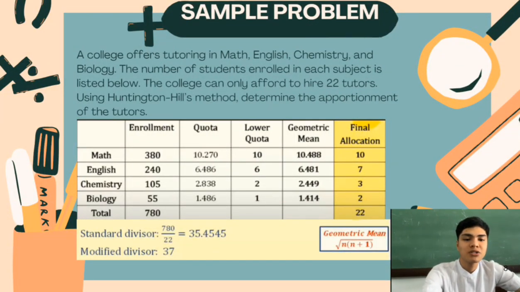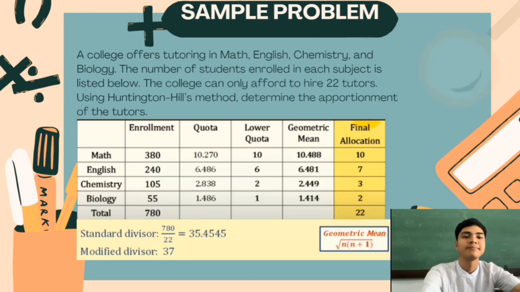A college offers tutoring in math, English, chemistry, and biology. The number of students enrolled in each subject is listed below. The college can only afford to hire 22 tutors. Using the Huntington-Hill method, determine the apportionment of the tutors. For the enrollment of math, English, chemistry, and biology, it is listed here as 380, 240, 105, and 55, which sums up to 780 in total.